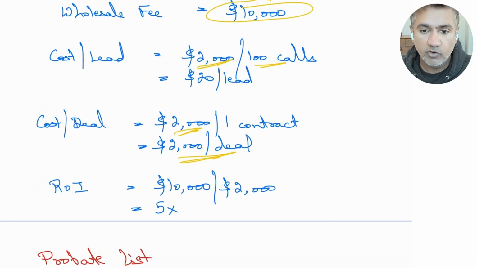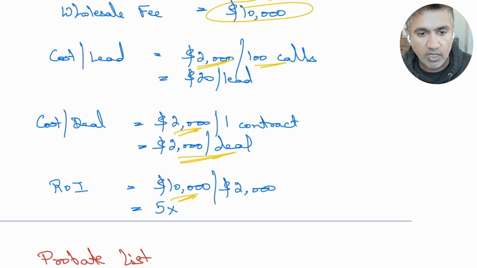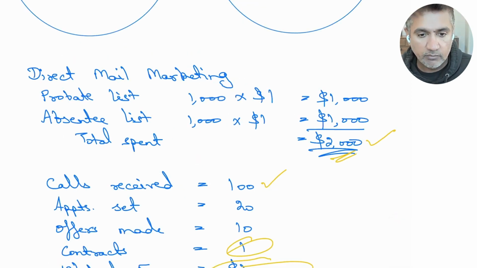ROI is a very important number, meaning return on investment. How much money did I have to spend in my marketing compared to how much money I made in revenue? Think of it like this: for every dollar that you put in marketing, how much money do you make in return? So I made $10,000, which is my wholesale fee, and I had to spend $2,000 in marketing to make that $10,000. So my ROI is 5x, meaning for every dollar that I put into marketing, I made $5 back. I put in $2,000 and made $10,000 back, giving me a 5x return. This is my combined, blended number for both of the marketing channels together.